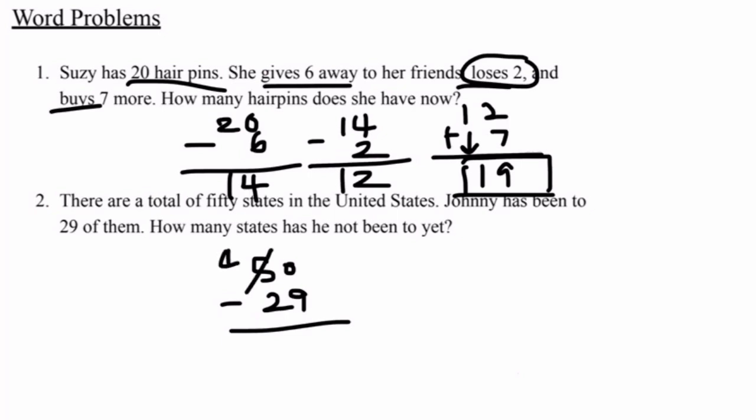5 becomes a 4. 0 becomes a 10. 10 minus 9 equals 1. 4 minus 2 equals 2. Therefore, Johnny has not been to a total of 21 states.